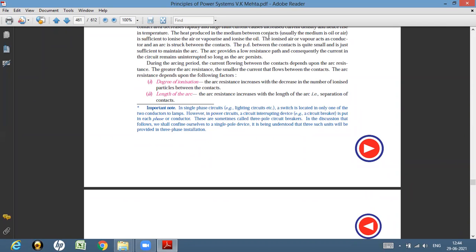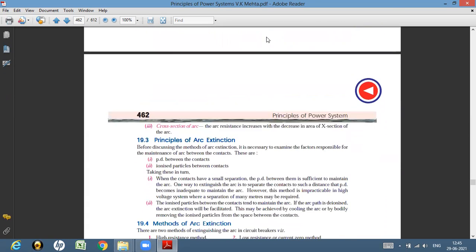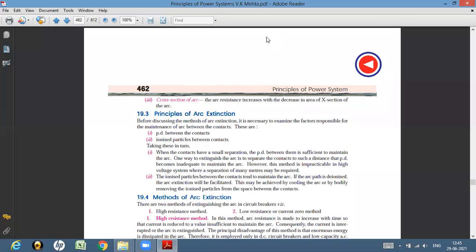So I think you can now understand how the arc is generated in the two contacts of the circuit breaker, and whenever an arc is generated, you have to quench the arc, you have to extinguish the arc. And to extinguish or quench the arc, the resistance should be very, very high, and for the arc resistance to be high, it will depend upon these three main factors. Okay, so here it will also be written that the principle of arc extinction is the same that I told you just now, that it all depends upon how the arc will be extinguished.